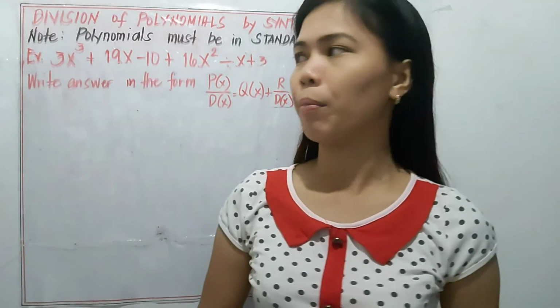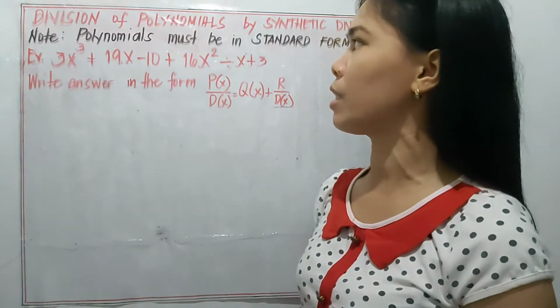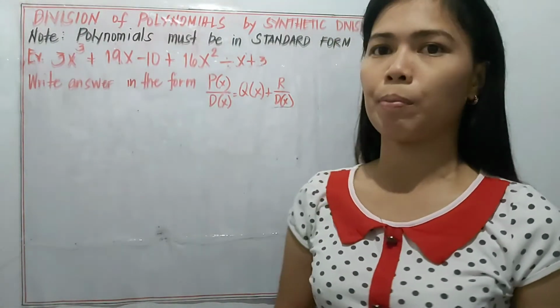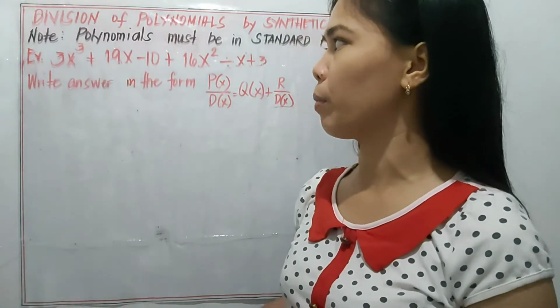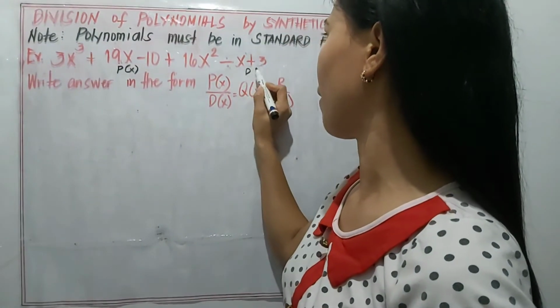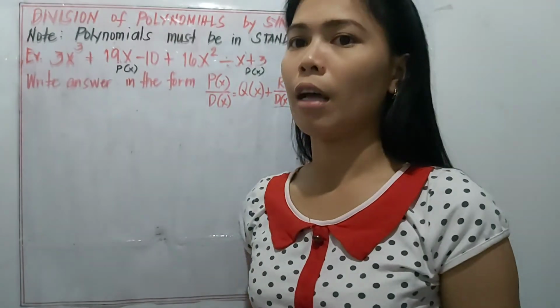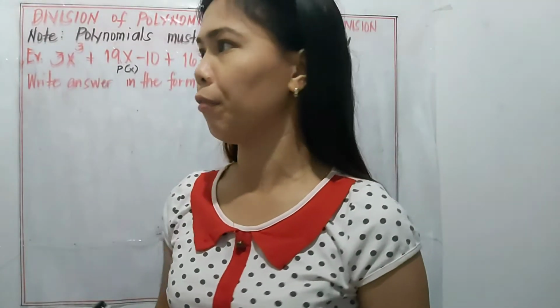So let's have our example. 3x cubed plus 19x minus 10 plus 16x squared divided by x plus 3. Inspect our polynomial. Of course, this is our polynomial. This is our divisor. Okay, so is it in standard form? Not yet. Let us rewrite it in standard form.